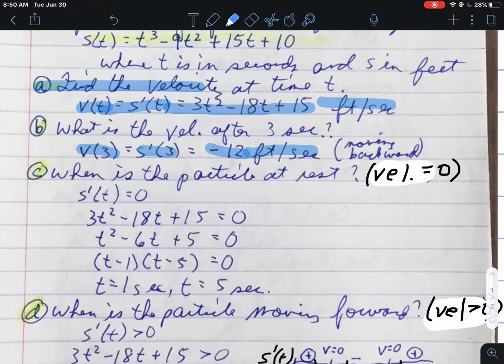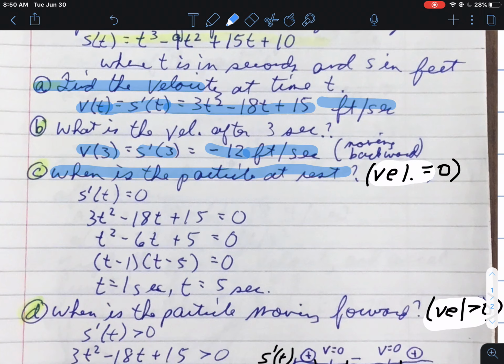Question part C. When is the particle at rest? Okay. So I want to know when that particle is not moving. Well, a logical observation, when is the particle not moving? Well, when its velocity is 0, right? So here's our interpretation of that question. When is the particle at rest? It's at rest when its velocity is 0 because it's not moving, okay?